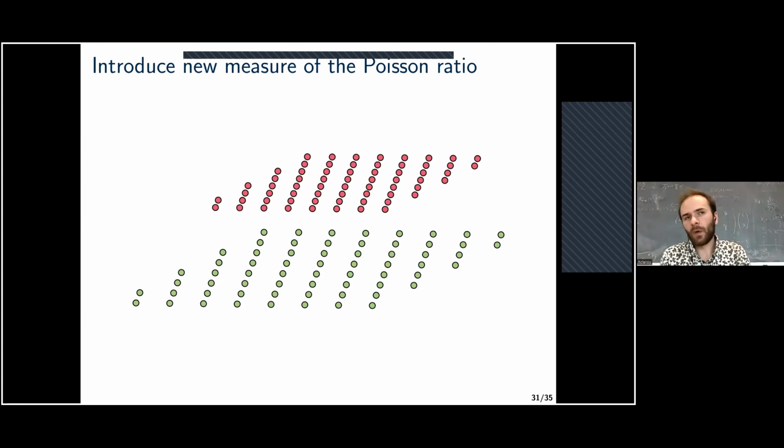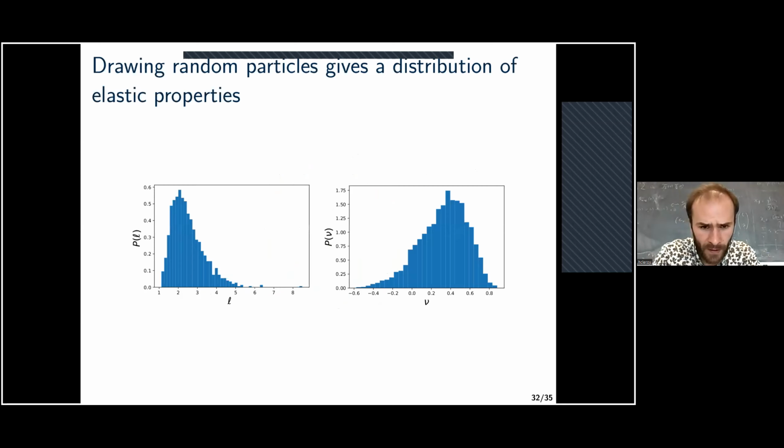What we establish is that what we call the Poisson ratio of the random particle is going to be the average of the two Poisson ratios we measure for each of these lattices, which are not identical anymore. So when we draw particles, we draw a random matrix and we can measure the Poisson ratio. Here I'm showing you just how bizarre those particles can be. We obtain a whole distribution of Poisson ratios and a distribution of characteristic lengths.